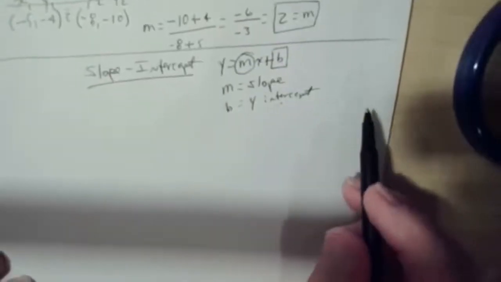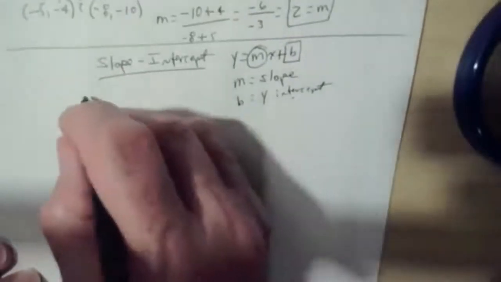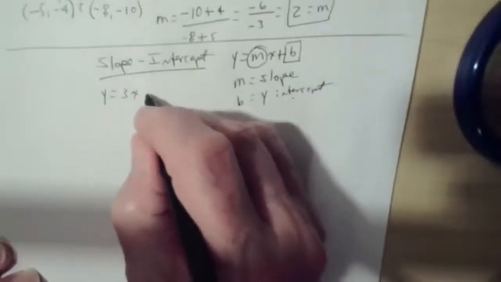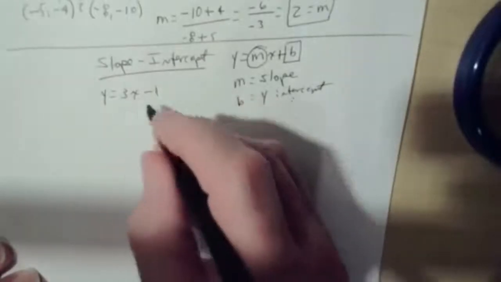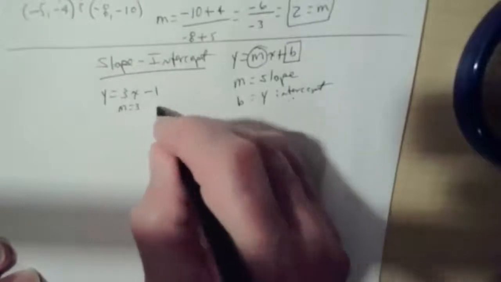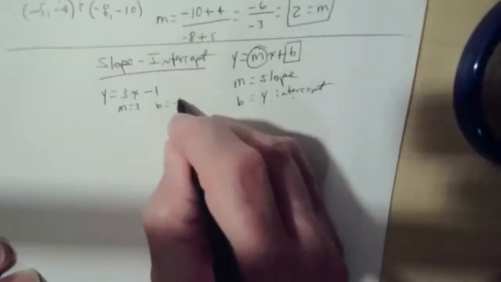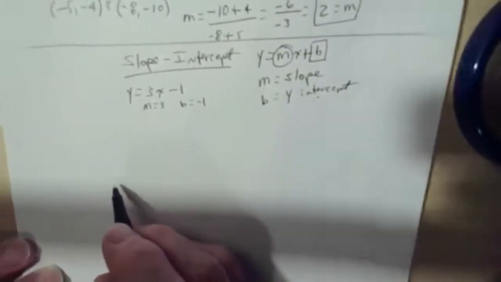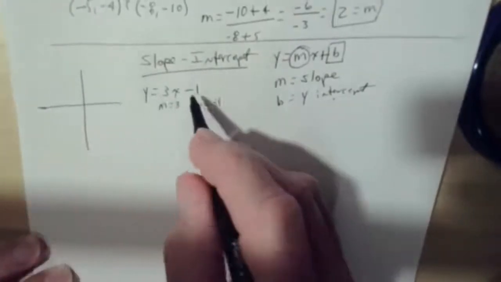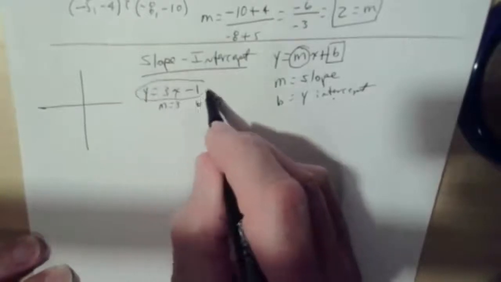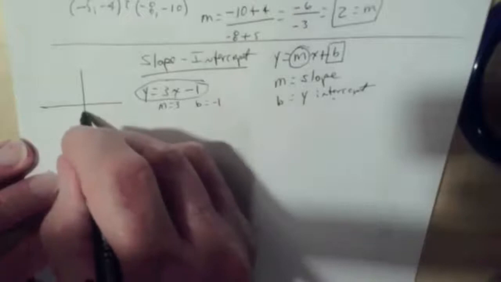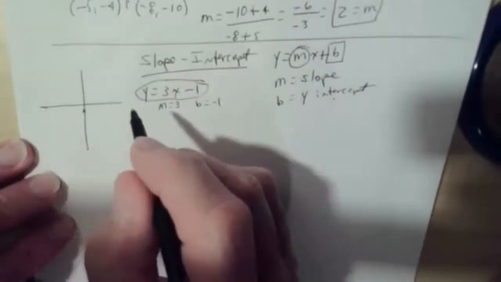So if we have y equals 3x minus 1, our slope here is 3, and our y-intercept is -1. So if we were to graph this, you can put y equals 3x minus 1 in the calculator. It's going to cross the y-axis at -1. That's the one point that we know where we can start.